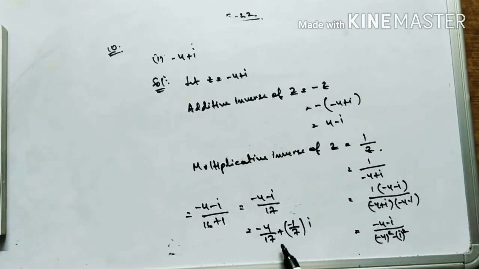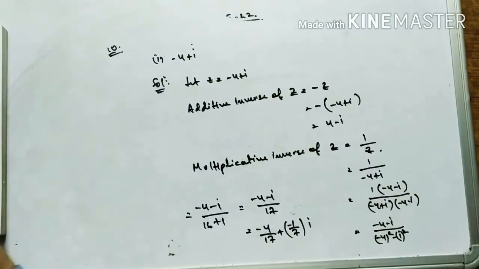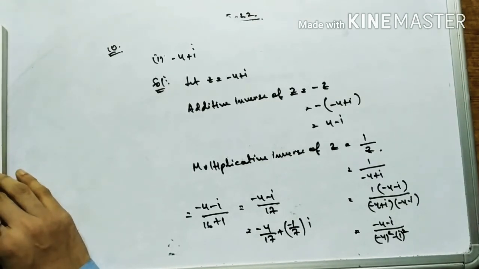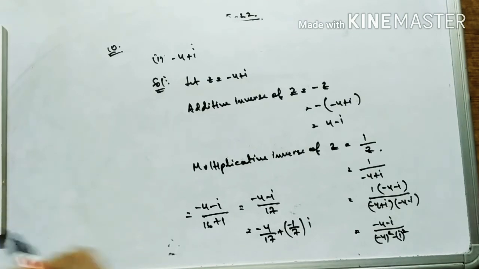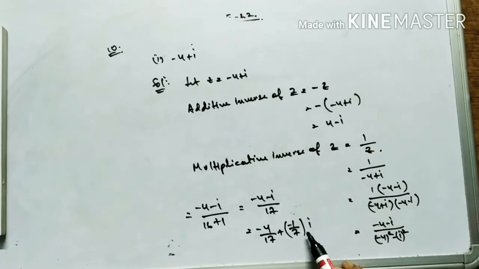Let me check the back answer. The multiplicative inverse of z is minus 4 by 17 plus minus 1 by 17 i. Yes. Understand?